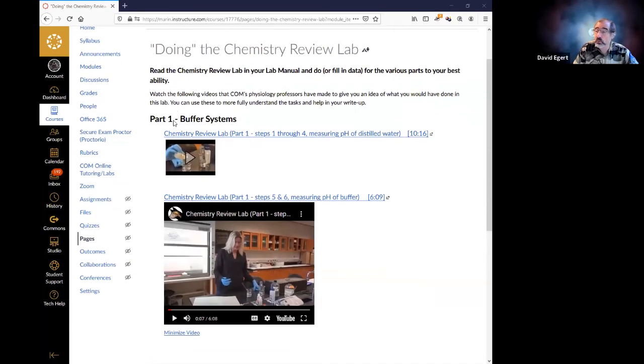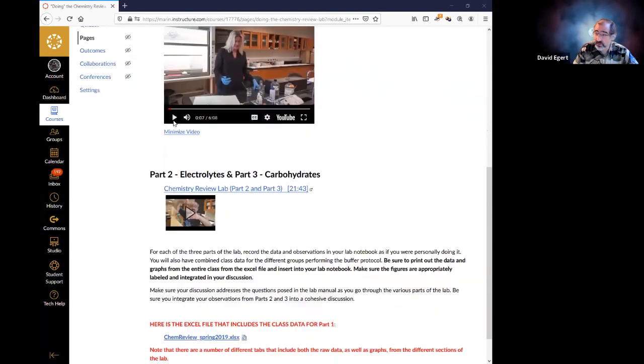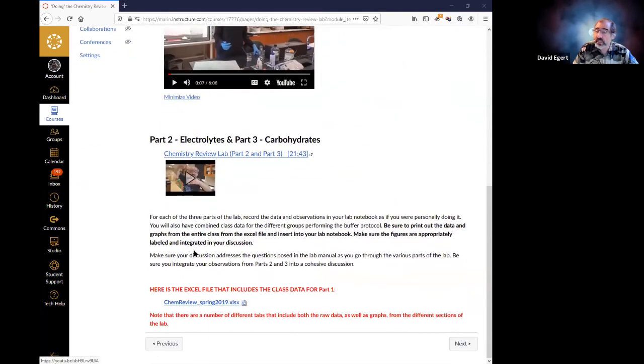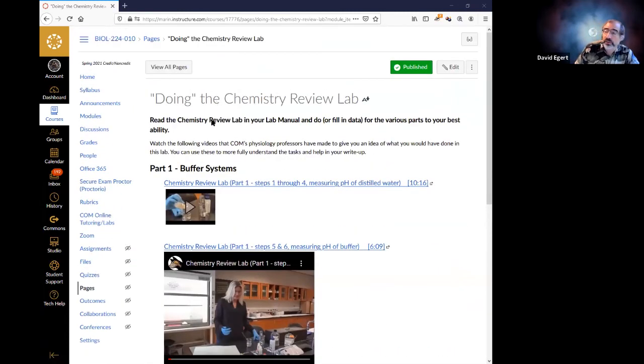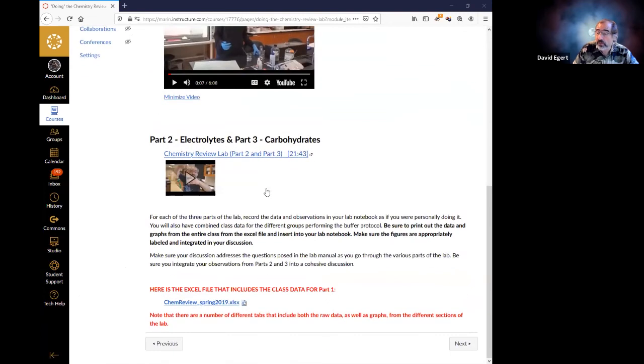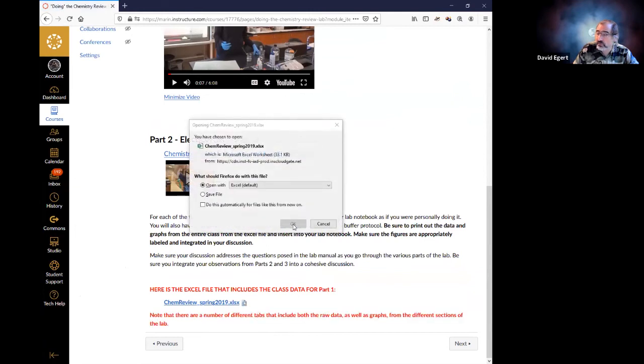So I'm going to share screen again. So there's part 1, the buffer systems that we just did. Part 2, the electrolytes that we did last time. And at the bottom of this page of the chemistry review lab, there is a PDF. It says, here is the Excel file that includes class data for part 1. There are a number of different labs that include raw data as well, so there are a number of different tabs. Let me just show you how this works.